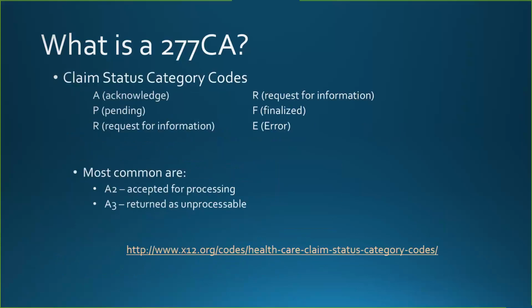It's going to tell you if it was acknowledged, pending, if there was a request for additional information, if it was finalized, or if there was an error. So most of the most common are the A2, which is accepted for processing, so that's good. You can look for your electronic remittance advice to see how it was processed, or A3 would be returned as unprocessable. And once again, I've provided that hyperlink there for you to find those.